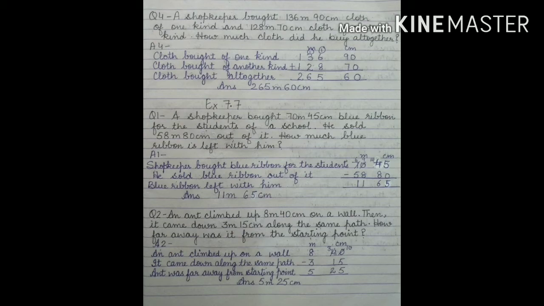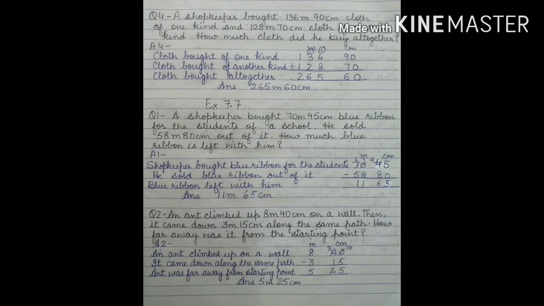So in the answer, we will start with framing the statement. Shopkeeper bought blue ribbon for the students 70 meter 45 centimeter. He sold blue ribbon out of it 58 meter 80 centimeter. Blue ribbon left with him. Now whenever we have to find how much amount or how much thing is left with the person, we always subtract. So we will subtract, and after subtracting we will get the answer 11 meter 65 centimeter. Blue ribbon left with him is 11 meter 65 centimeter.